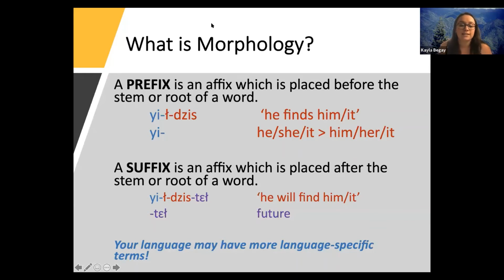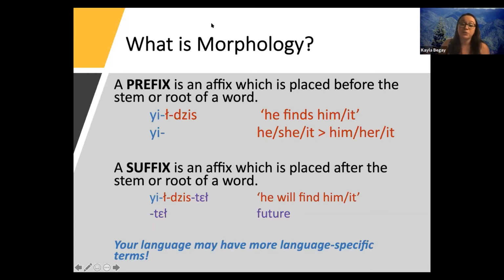A suffix is an affix which is placed after the stem or root of a word. So anything coming after the stem or root. I have an example here, yishzis tech. He will find him or it. It's coming after, so I'm going to put that hyphen attaching back to the stem. That hyphen comes before because that morpheme's coming after, right? So we'll see this if you go through data. Sometimes you have a list of morphemes and they have hyphens. This can help differentiate some of those types.